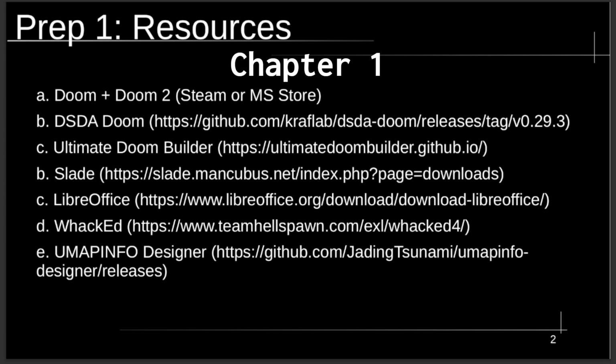Welcome to Chapter 1. We're going to be doing preparation today, starting with collecting all of our tools. So we have our list right here. The links will be in the description below, down that way. You'll need Doom plus Doom 2, of course. You can use Steam or the MS Store one. No difference whatsoever, though if you buy the Microsoft version, you will also get the Xbox console port. So if you play there as well, that's probably the way to go.